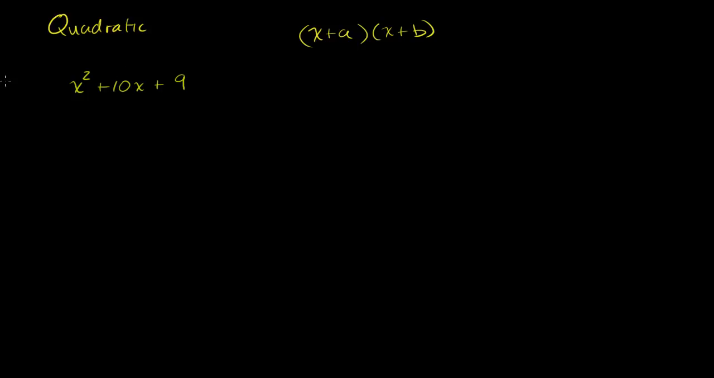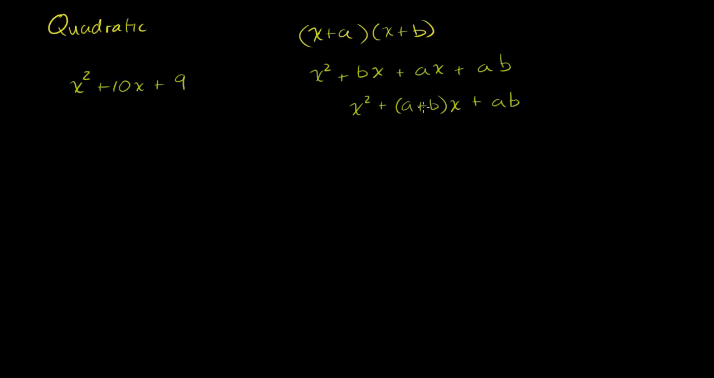Well, we have a little bit of experience doing this. This will be x times x, which is x squared, plus x times b, which is bx, plus a times x, so plus ax, plus a times b, plus ab. Or if we want to add these two in the middle, because they're both coefficients of x, we could write this as x squared plus b plus a times x, plus ab.